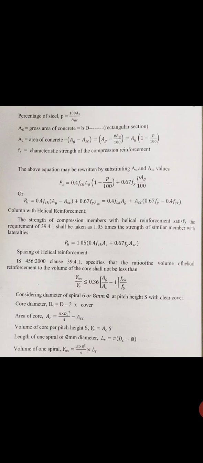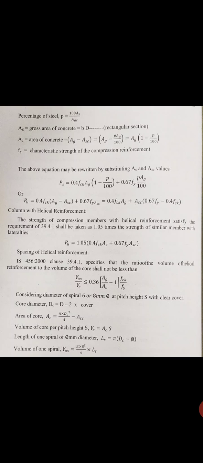A column with helical reinforcement. The strength of the compression member with helical reinforcement satisfying the requirement of clause 39.4.1 shall be taken as 1.05 times the strength of similar members with lateral ties. Pu equals 1.05 into 0.4 FCK AC plus 0.67 FY into ASC.